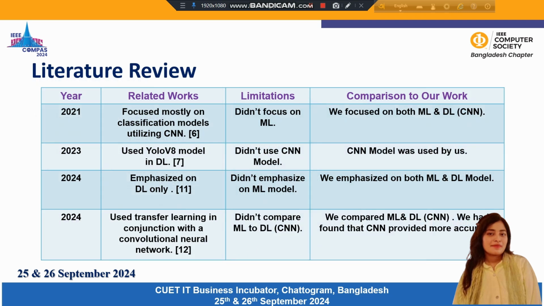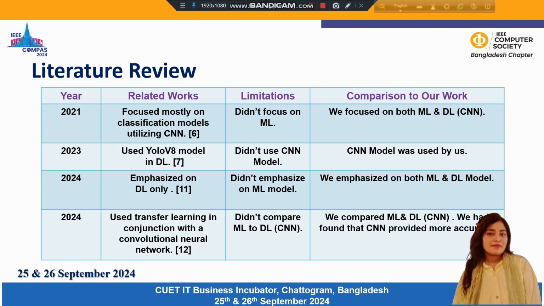In the literature review, we have used the most recent and most relatable literature according to our proposed work. In the year 2021, the authors focused mostly on a classification model utilizing CNN, but the limitation was they did not focus on machine learning. In comparison, our work focuses on both machine learning and deep learning. In the year 2023, the authors used the YOLO version 8 model in deep learning, but as a limitation, they did not use a CNN model. In comparison to our work, the CNN model was used by us.